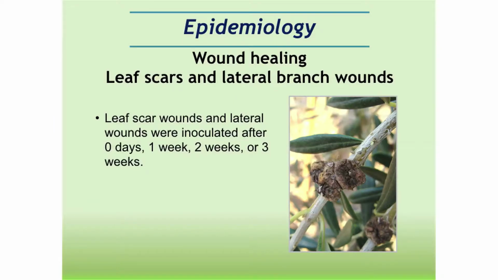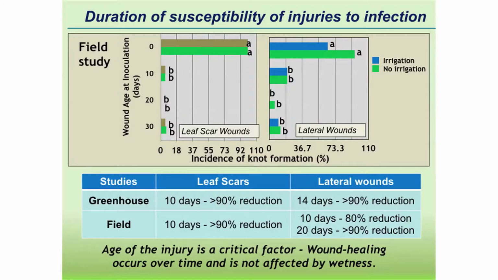The other thing that we've been working on is wound healing and leaf scars. This is what I was alluding to earlier. Fortunately, the plants can heal up. Not all these injuries are susceptible for months at a time. So we did a quick study, just looking at the duration of susceptibility. We go out to the field, we make injuries, some lateral injuries or pull off leaves, and where the leaf scar is, we inoculate it with that bacterium.